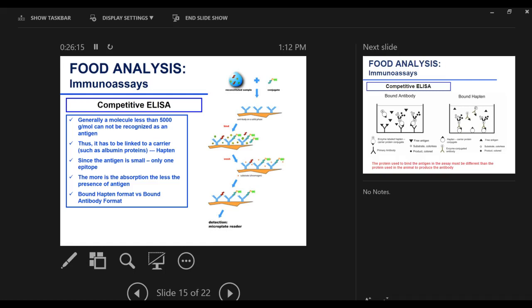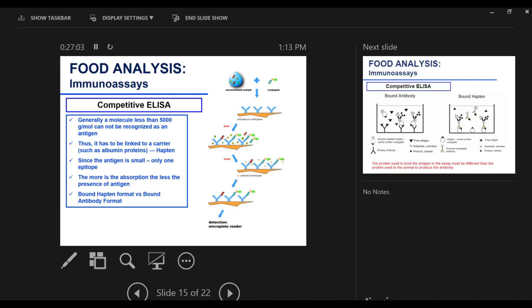Okay? So usually you run your blank where you don't have a sample. So you run the blank, and the blank will have no antigen, and then when you add your antigen that is bound to the enzyme, you have the highest absorption. Okay? So in competitive ELISA, high absorption means low amount of antigen in your sample. Whereas in regular ELISA, whether it's sandwich or indirect ELISA, high absorption means high amount of antigen. In competitive ELISA, it's the opposite. The more the absorption, the less the presence of antigen.